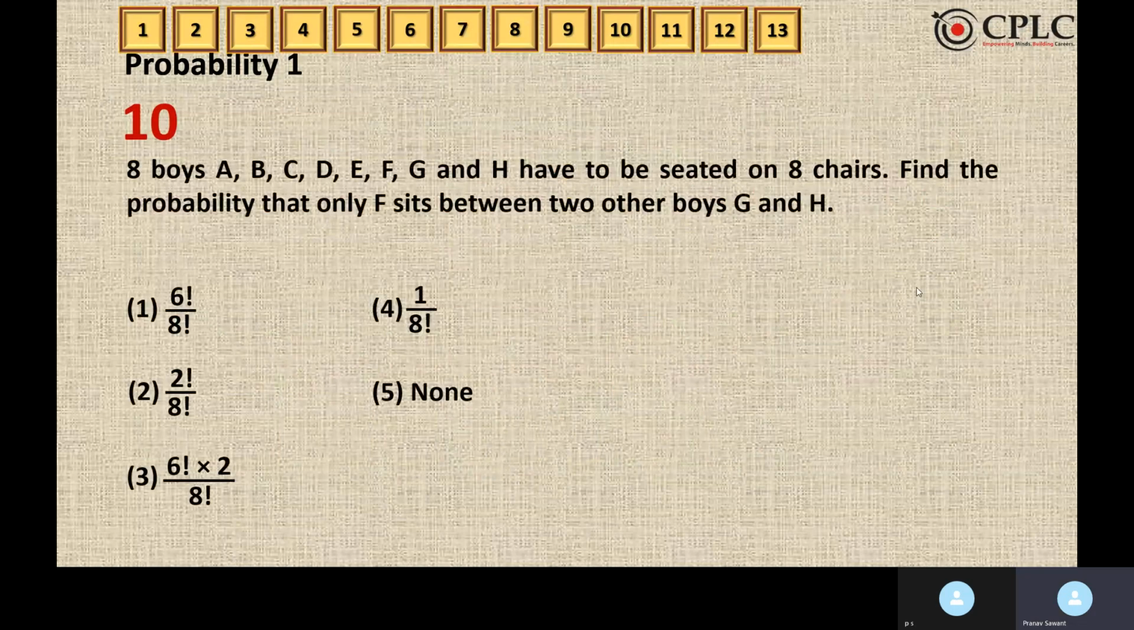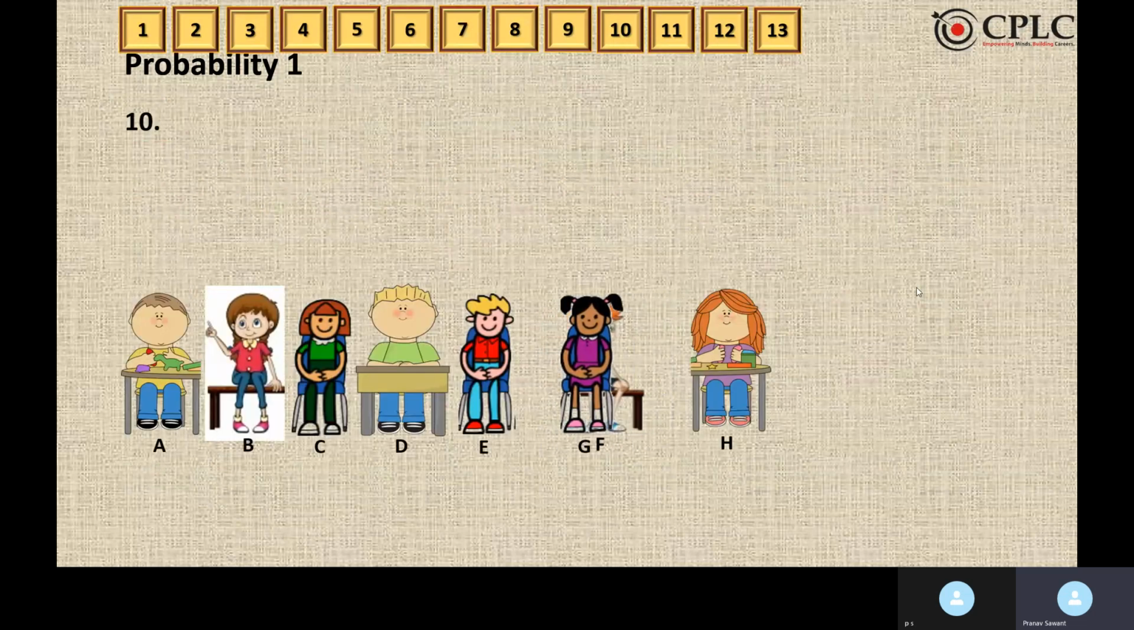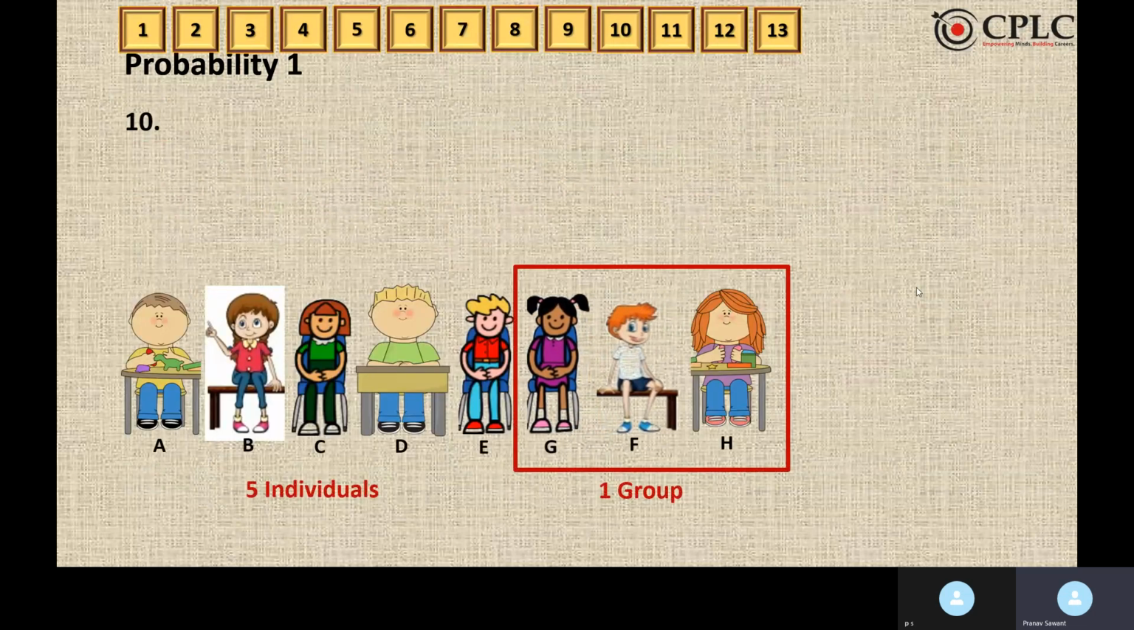Moving to the next question. Find the probability that only F sits between two other boys, G and H. So this means G, F, and H are always sitting together because F is sitting between G and H. So let us assume G, F, and H as one group and other as five individuals. That means we are arranging total of six entities now, because we have assumed G, F, and H as one entity.